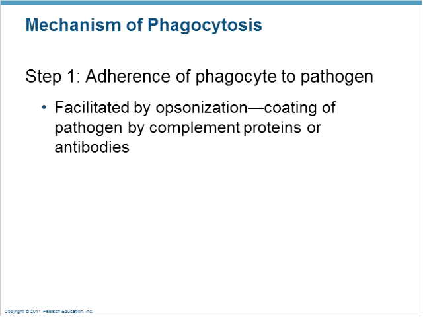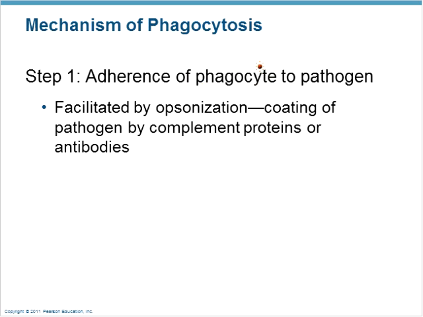The mechanism of phagocytosis begins with the adherence of the phagocyte to the pathogen. In other words, the phagocyte, the cell, comes in contact with a pathogen, and it's facilitated by opsonization. Opsonization is really where the pathogen gets coated by these complement proteins, we'll talk more about later, or antibodies, and it sort of alerts the phagocyte to attack that particular cell or that foreign tissue. And we're going to talk more about that later, but for right now I just want you to get the idea of how the phagocytic process works.